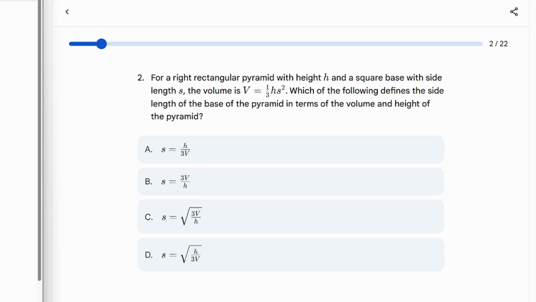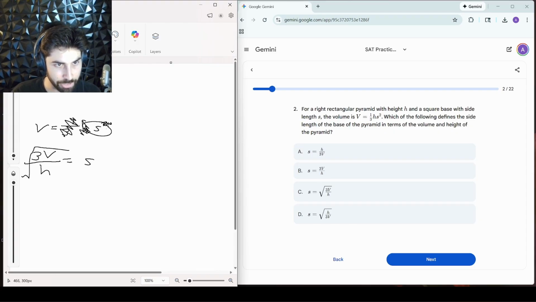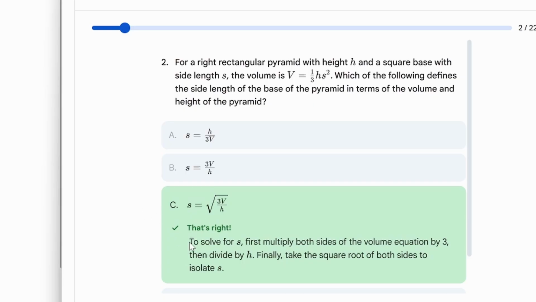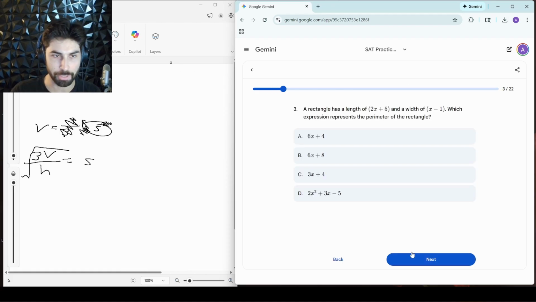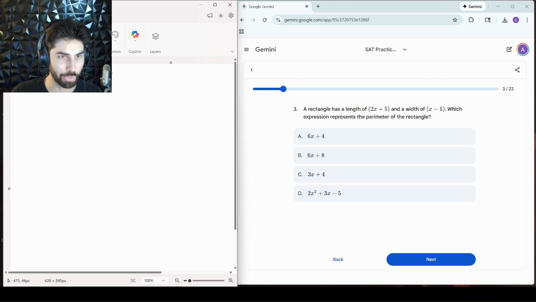For a right rectangular pyramid with height h and square base with side length s, the volume is blah, blah, blah. So basically they just want the equation they gave in terms of s. 3b, because you get rid of this, divided by h, you get rid of this, square root, you get rid of this, and that is equal to s. All right, yeah. Why do kids hate math? Math is power. I'm glad I went without the time limit because this is taking forever just to erase it.